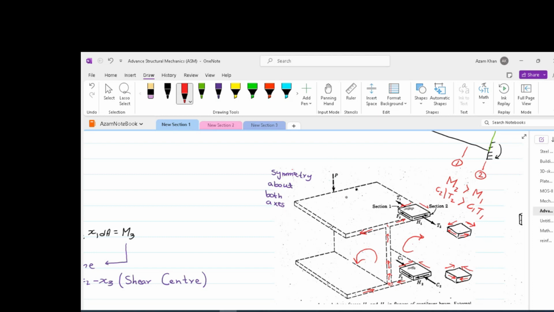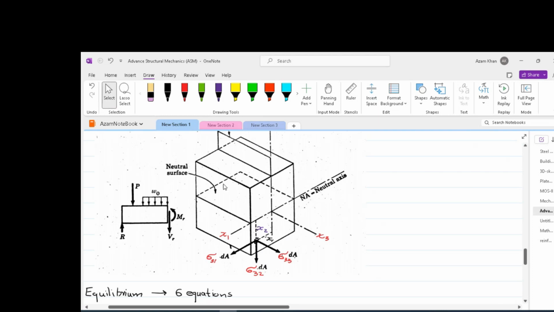externally applied concentrated load. Now, if we have x3 along the length of the beam, we can take summation of moment about x3 and we have to ensure that summation of moment about x3 is equal to 0. So H2 and H1, these both horizontal forces will induce internal moment about x3. Please note x3 is the axis which is along the length of the beam.